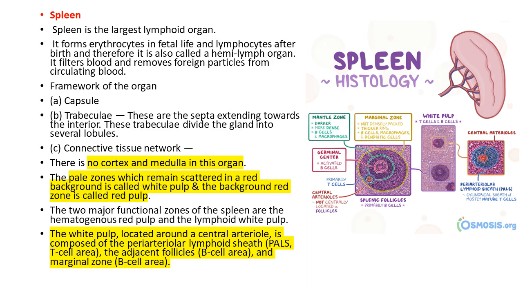The white pulp, located around a central arteriole, is composed of the periarteriolar lymphoid sheath, PALS, T cell area, the adjacent follicles, B cell area, and the marginal zone, B cell area. The picture shows the histology of the spleen.